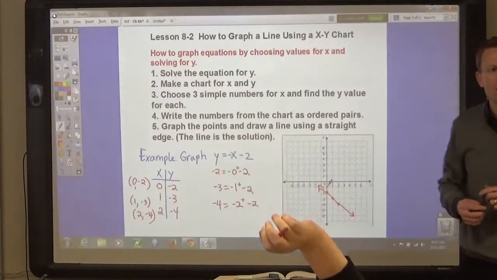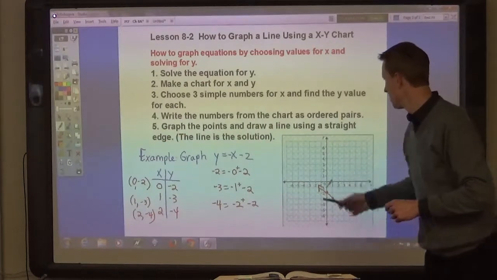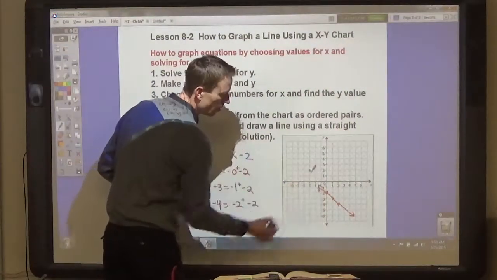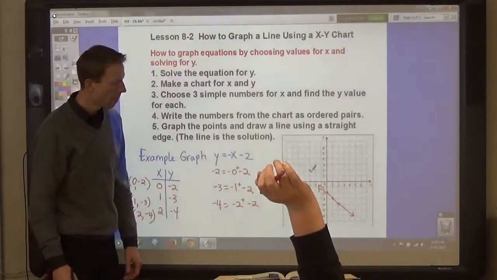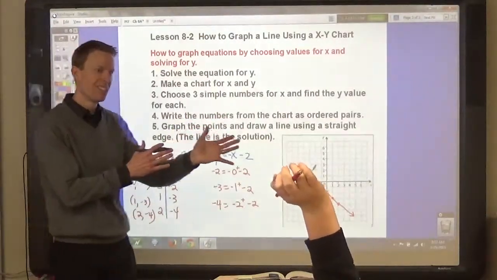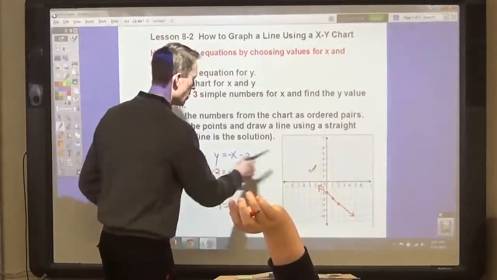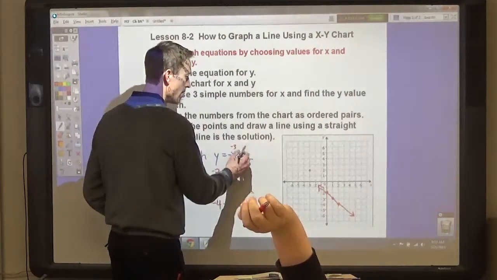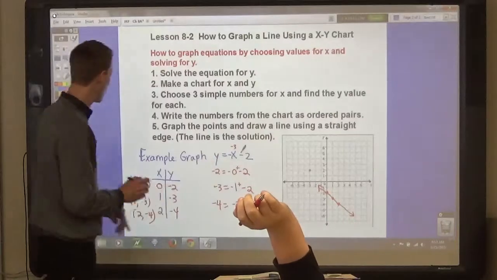Noah, what did you say? -3, positive 2. You go over 3 and up 2. Does that fit on the line? No. Extend your line in your notes. Would this be a solution if we used -3, positive, would that give us +2? Nope, so that wouldn't work.